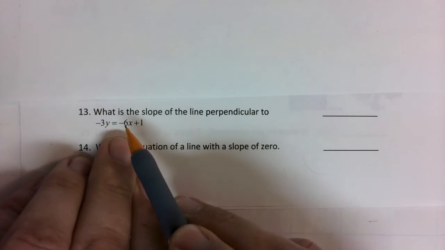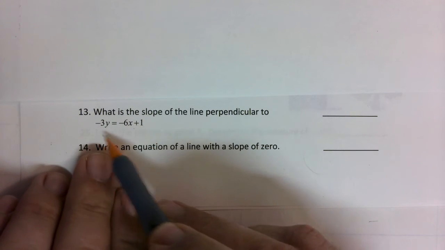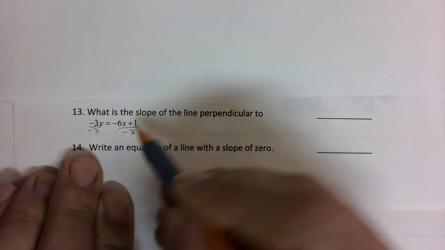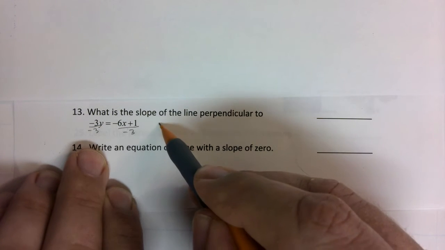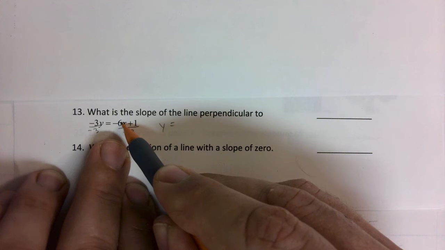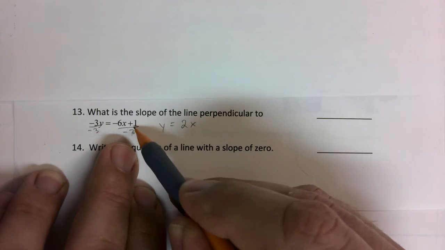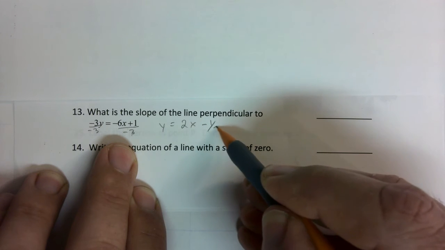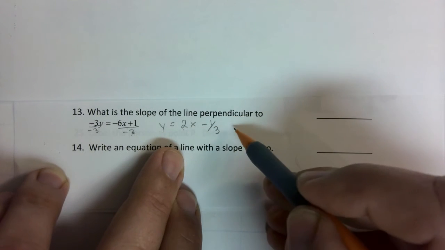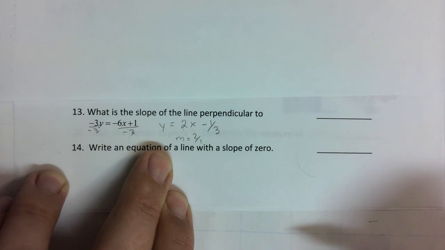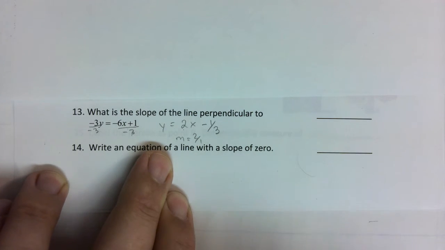The slope that's perpendicular to this one. So first of all, figure out the slope here. Divide both sides by -3. That gives you y is equal to -6 divided by -3 is 2x, and this would be -1/3. The slope here is 2/1. That is the slope of this equation that you're presented with.